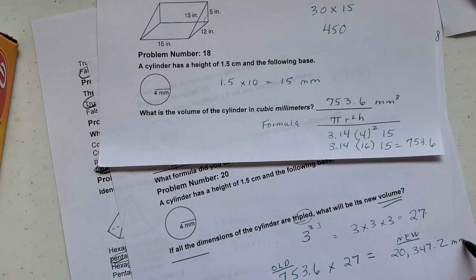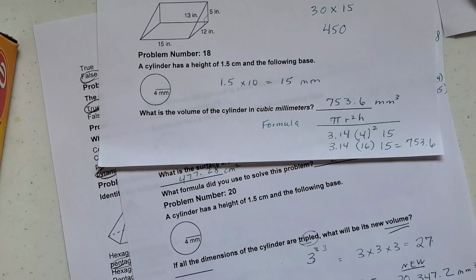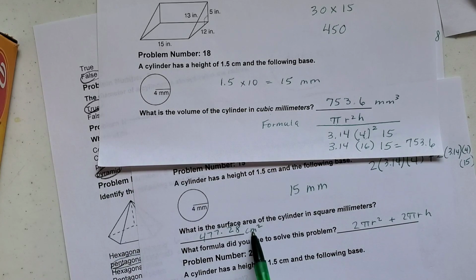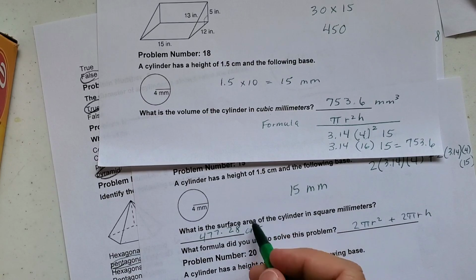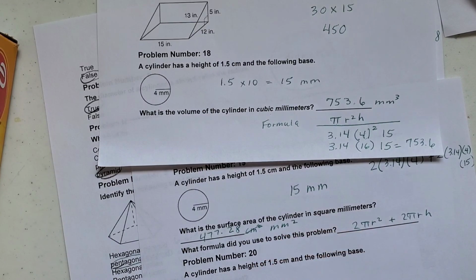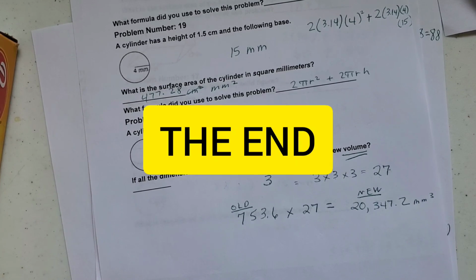I'm just going to put it right here with 3. So I made the mistake on problem 19 and put centimeters. I see that now. So I'm going to cross that off and put millimeters squared. Alright, that's the end of study guide 710.